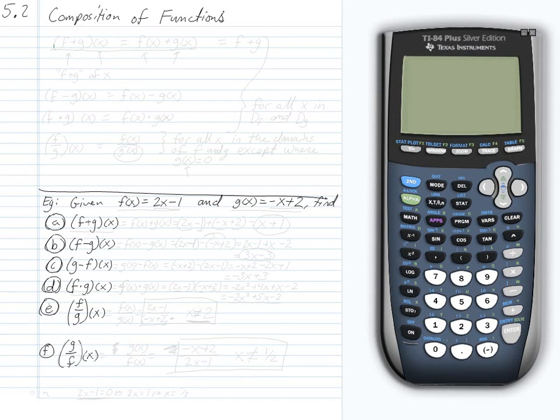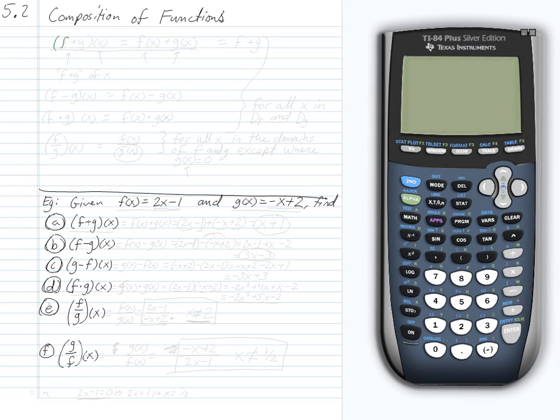Welcome to section 5.2, composition of functions. So in this section we're going to be expanding and formalizing a couple of ideas that we've seen already. The first portion of this section, if you refer to the notes, the first page in the notes for this section 5.2, introduces some definitions. So we're going to be looking at new notation.